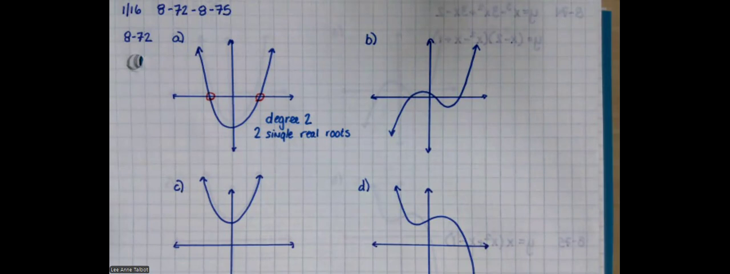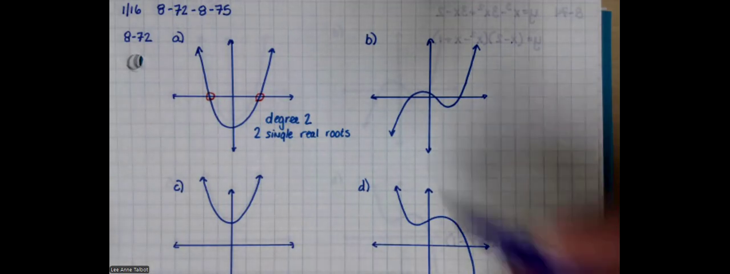Let's talk about why they're single. There's no bounce or inflection point, correct? Okay, and real because they actually cross the x-axis. Okay, are you with me? Okay, all right, so B, what is the degree?